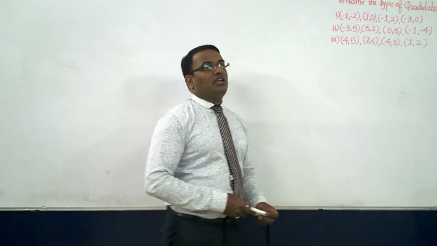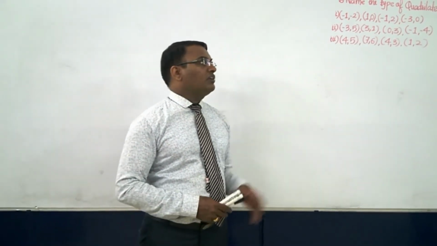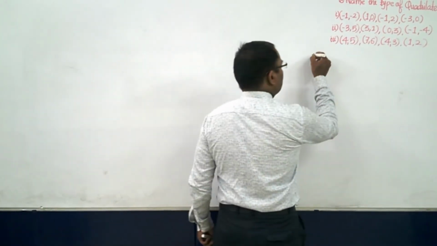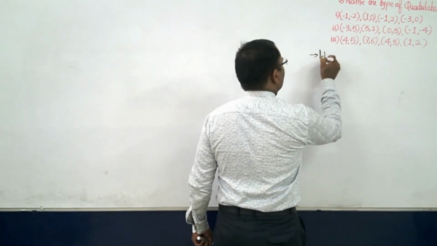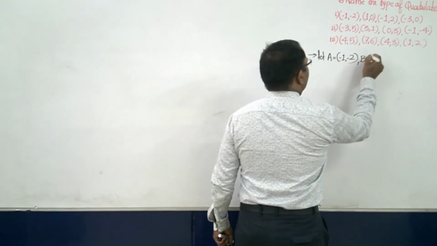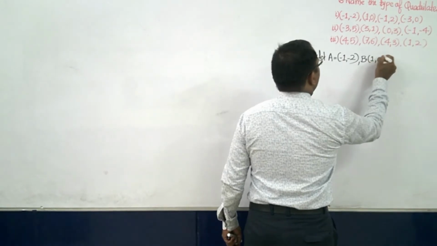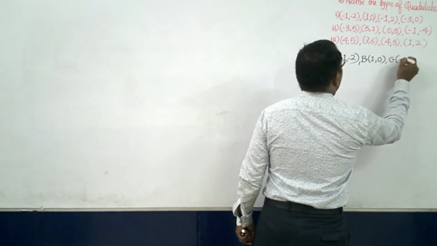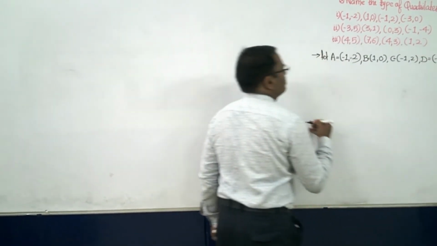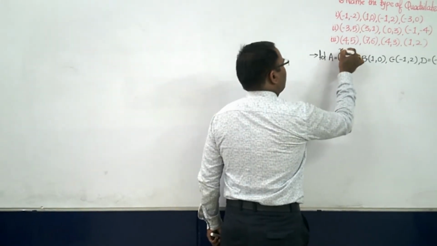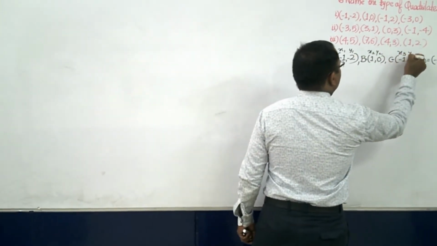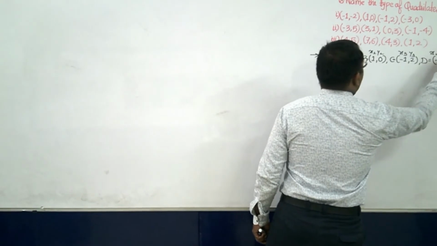Name the type of quadrilateral formed, if any. Here, the 4 coordinates, or 4 vertices, are given. So let A = (-1, -2), B = (1, 0), C = (-1, 2), and D = (-3, 0). You can name them x1 y1, x2 y2, x3 y3, and x4 y4 for simplicity.